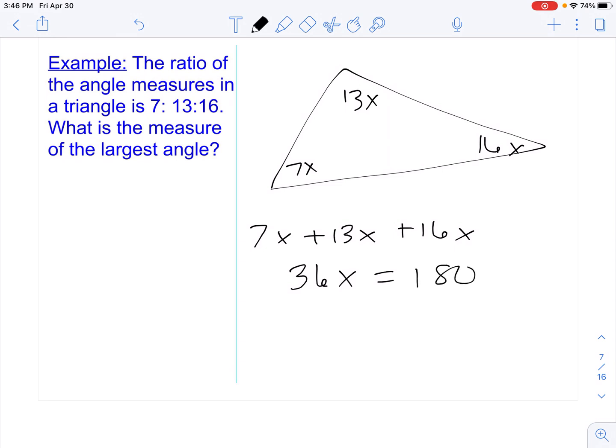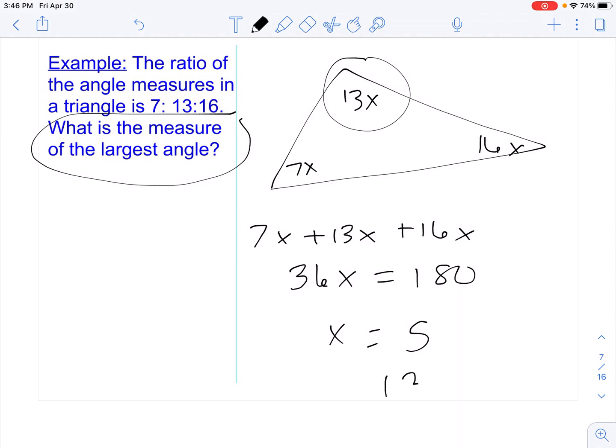Then I'm going to find x by dividing both sides of my equation by 36. I get x equals 5. The question asked for the largest angle measure. That would be the 13x. And 13 times 5 is 65 degrees.